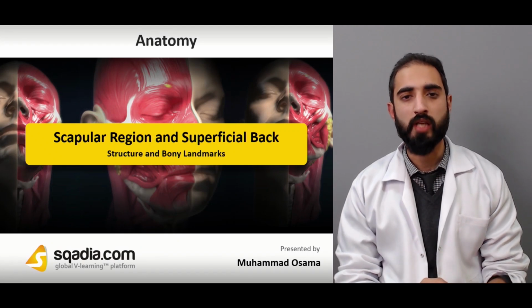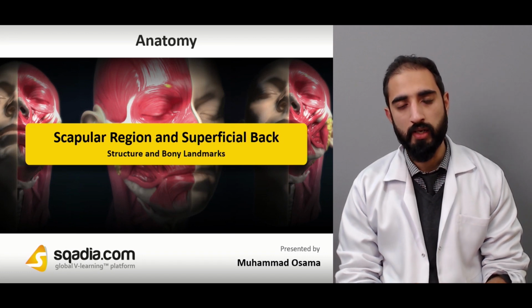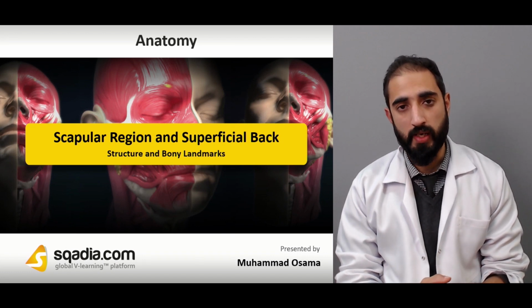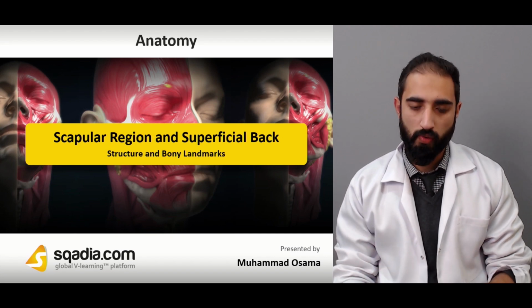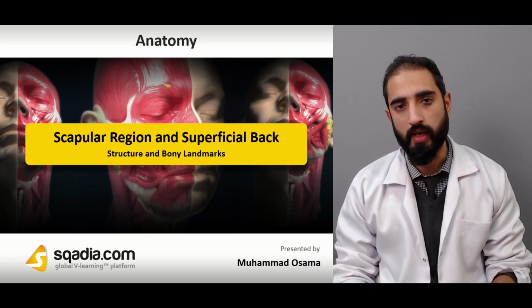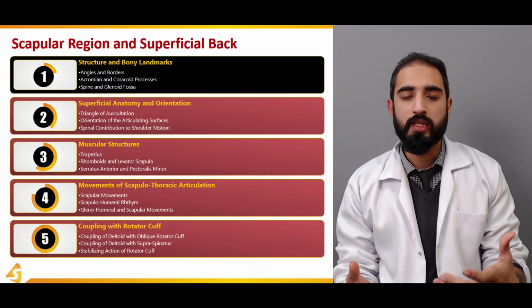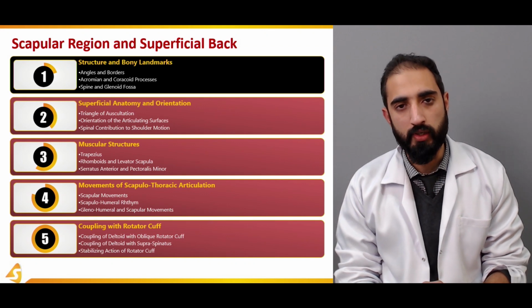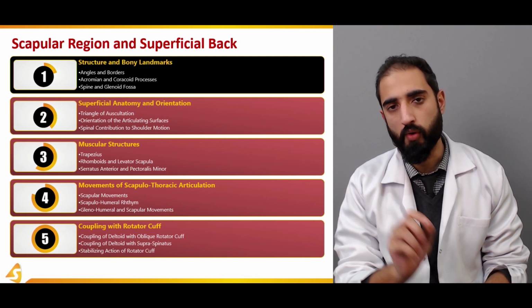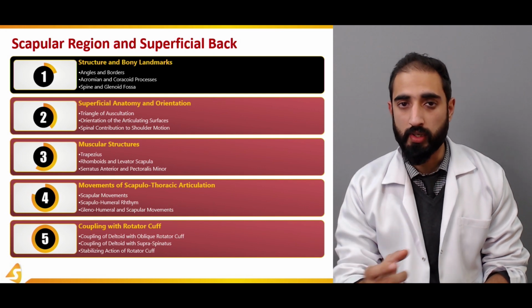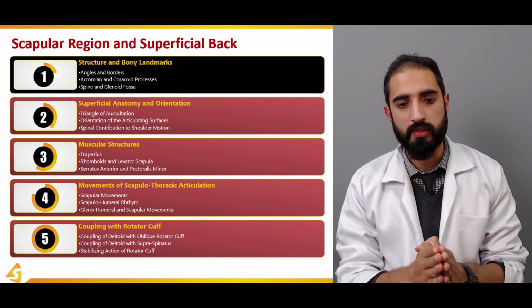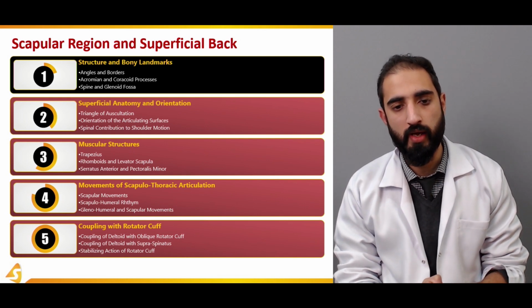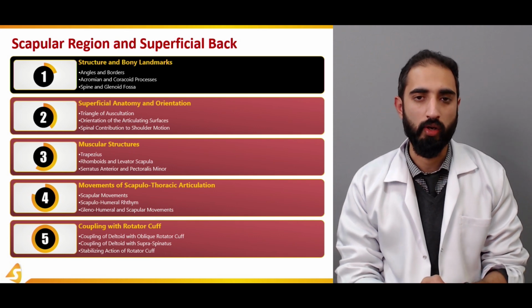In order to understand the scapular region and the superficial back, it is very important to first take a look at the structure and the bony landmarks, specifically talking about the scapula, which is actually the basis for all of the things that we're going to identify in the next sections. So in this section, talking about the structure and the bony landmarks, we're going to take a look at the important bony landmarks in the scapula, including the angles and borders of the scapula, as well as the acromion process and the coracoid process of the scapula, and the spine of the scapula and the glenoid fossa as well.